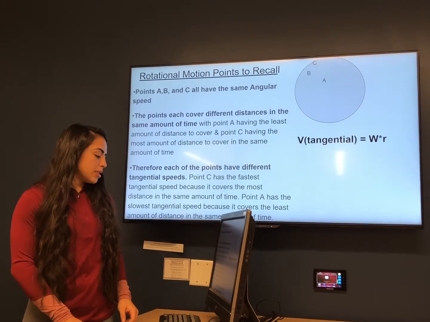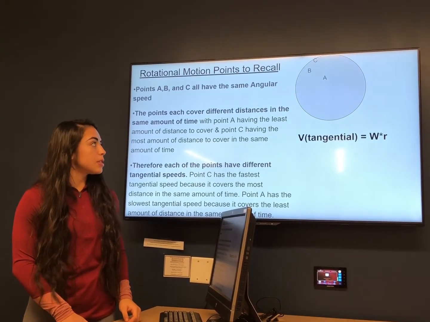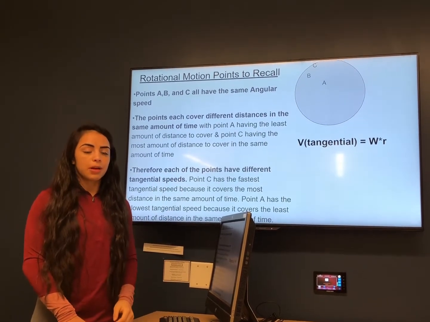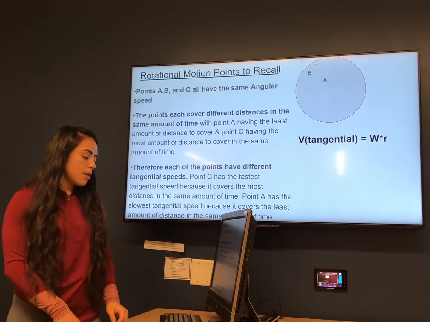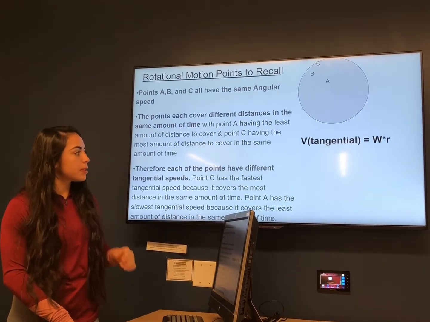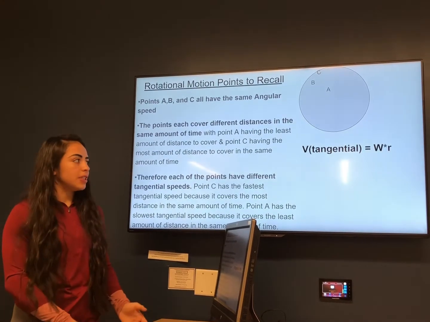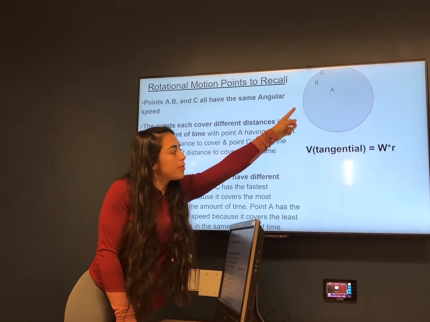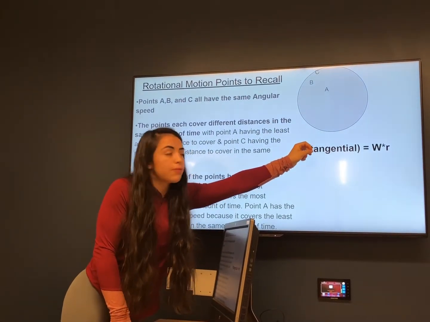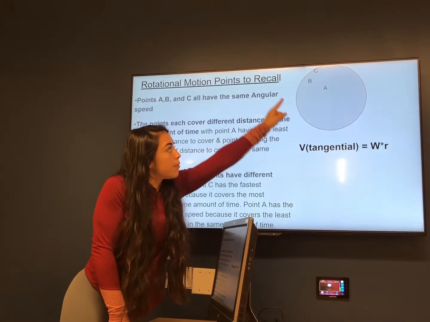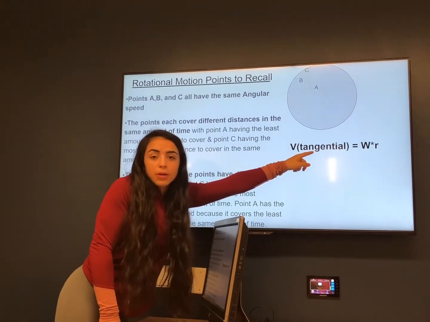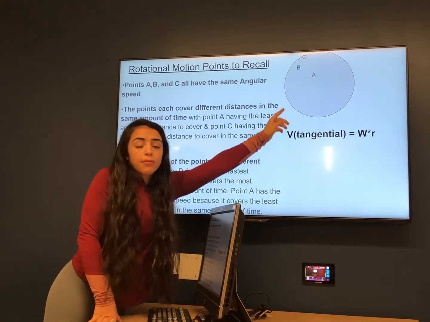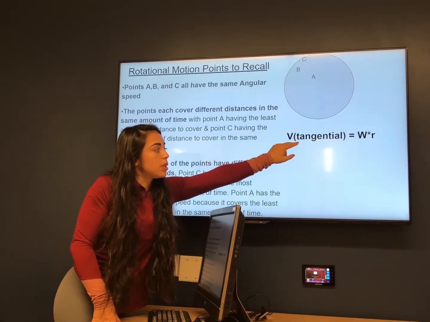Point C has the fastest tangential speed because it covers the most distance in the same amount of time, and then point A would have the slowest tangential speed because it's covering less distance in the same amount of time. And to calculate tangential speed V, it would be the angular speed, which all of them have the same, times R, which is the distance from the center. Basically, the further the distance, the bigger tangential speed you're going to get, so it's going faster. And if it has a smaller distance, A is going to have a smaller R, so it's going to have a slower tangential speed.